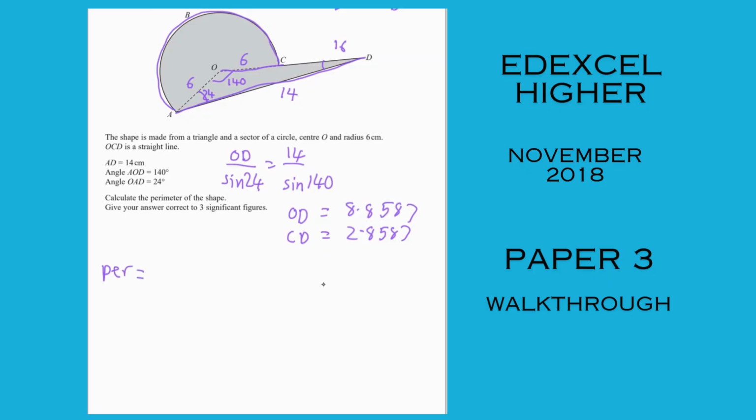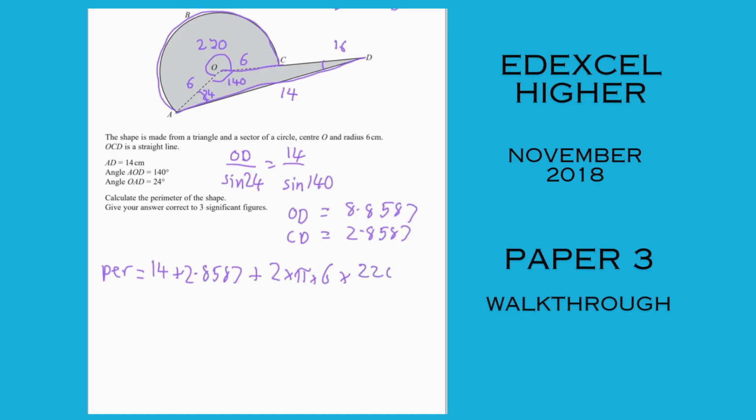And we can now crack on with the perimeter. The perimeter is A to D, that's 14, plus C to D, we've just found it, 2.8587, and we've got the arc A to C. Well, the length of an arc is, we take the circumference of a circle, 2 times pi times the radius, multiplied by, now the angle we're interested in is not the 140, it's 260. 260? 220, sorry.